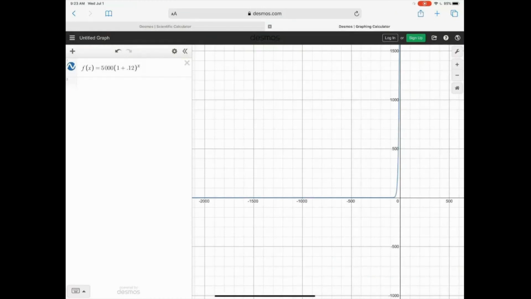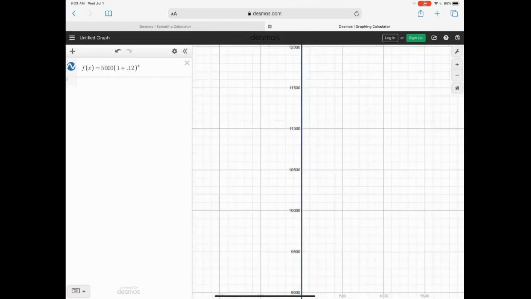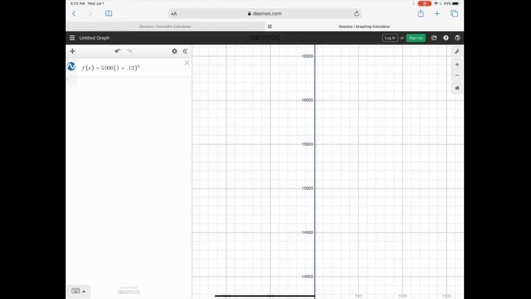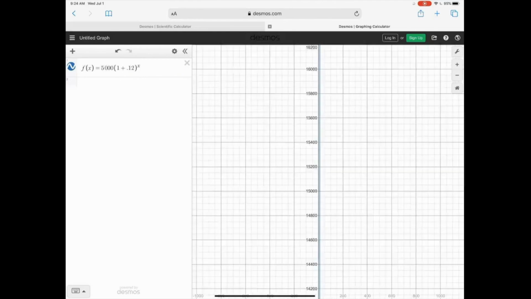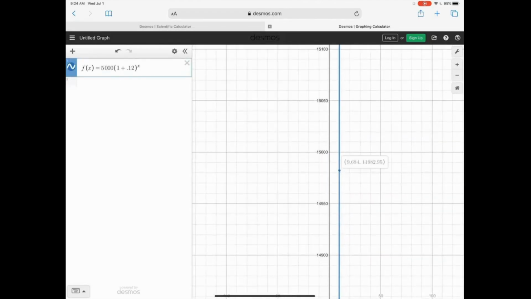So I'm going to go all the way up. Actually, it's not 1,500, it's 15,000. So I'm going to go all the way up to 15,000. Okay, 15,000 is right here. And let me zoom in more for you guys. So here's 15,000. I want to look at my X, because that's going to tell me how many months it takes.